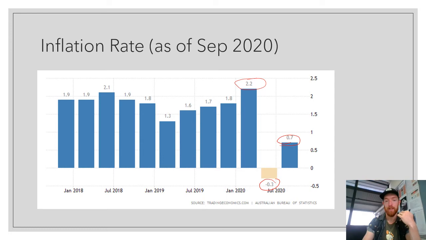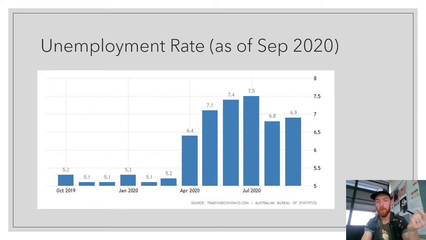And that can be due to increased levels of aggregate demand and all of those kinds of things. Now, the unemployment rate. The unemployment rate is an interesting one. I've got some facts on it a little bit later on, but obviously due to the pandemic, we have had a significant increase in unemployment.